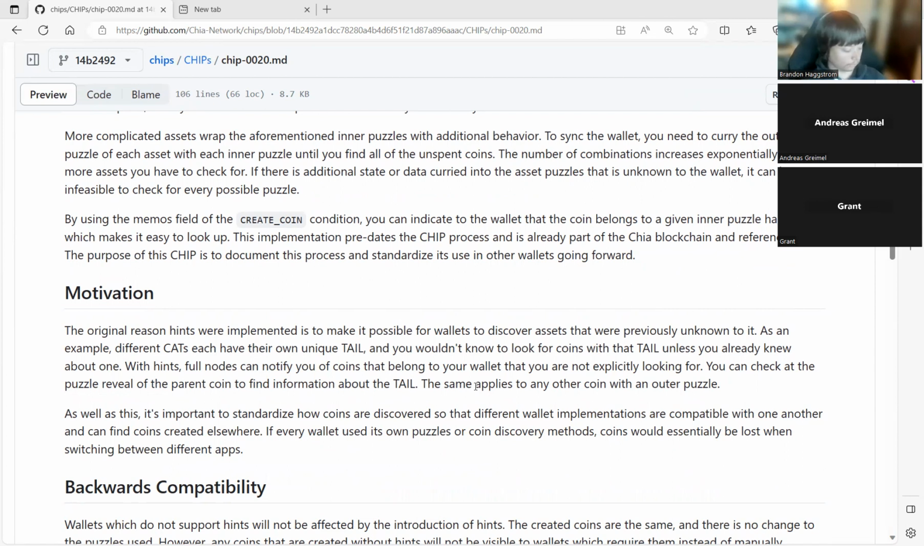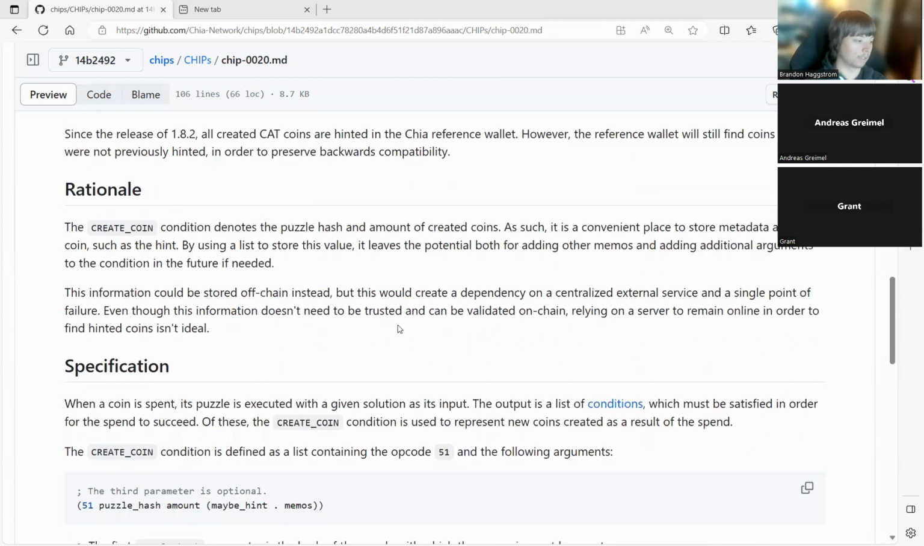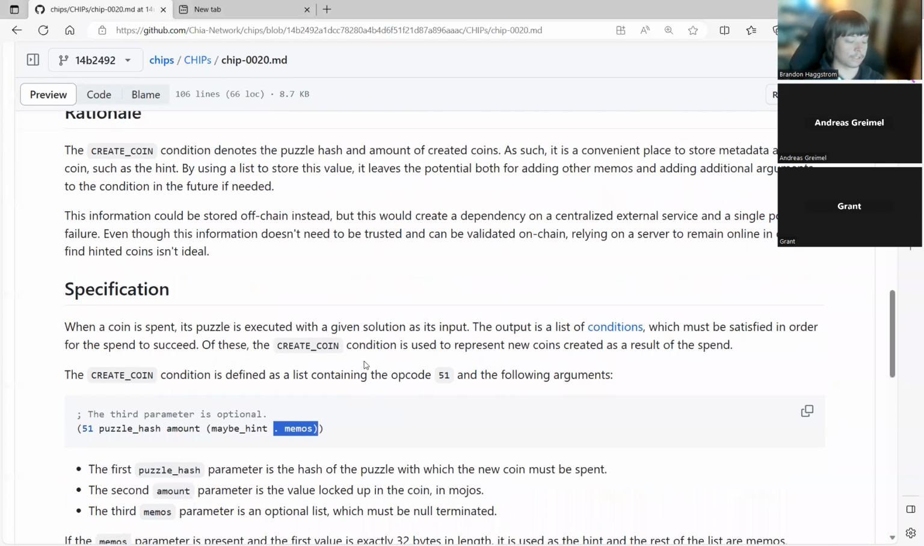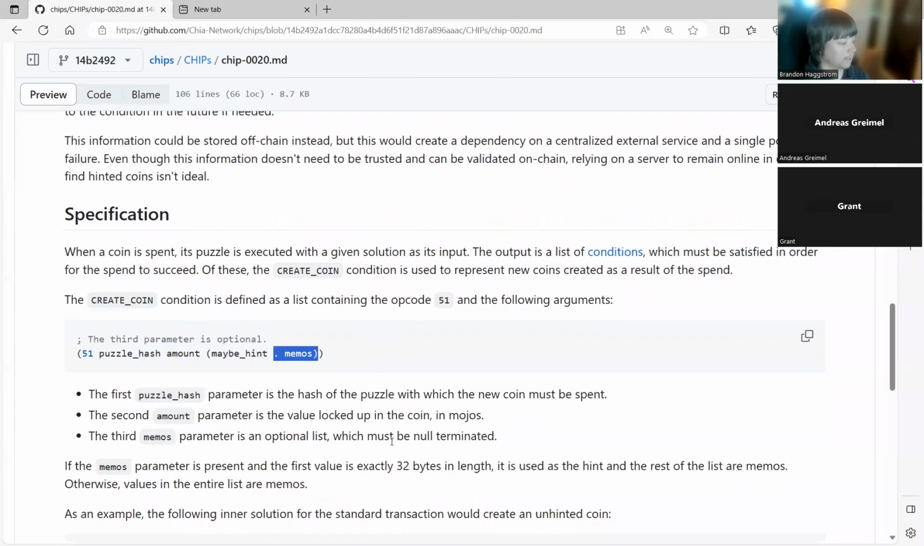Okay, so then what exactly is a hint? Can you explain how that works? Yeah. So when you create a coin, there's usually two parameters, the puzzle hash and the amount. But the third parameter is memos. And this is what this chip defines, that memos parameter. The first memo must be 32 bytes in length and is used as the hint. So when you create a coin, you can specify the hint in the memos field, and that's what's used on chain to look up coins that use that inner puzzle hash.